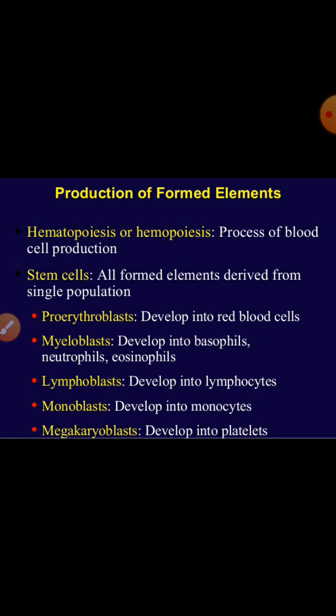Proerythroblasts develop into RBCs, myeloblasts develop into basophils, neutrophils, and eosinophils. Lymphoblasts develop into lymphocytes. Monoblasts develop into monocytes, and lastly megakaryoblasts develop into platelets.